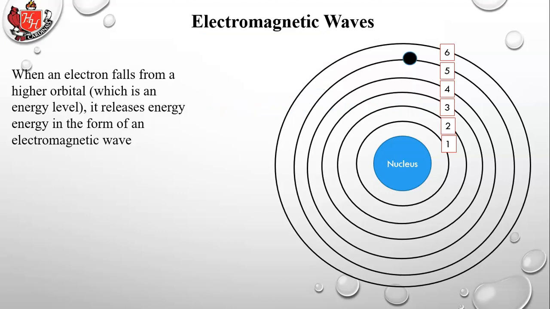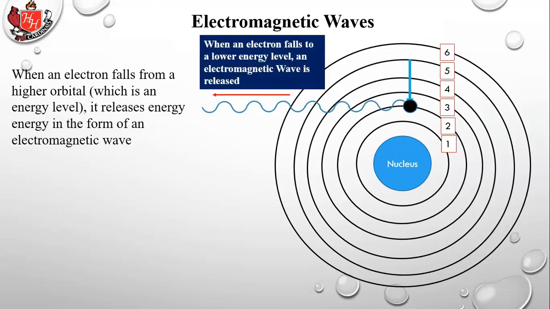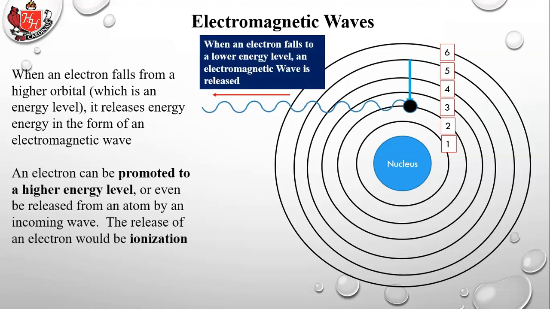There it is on the 5th, and now it falls down. Now, why it falls down is beyond our concern, but they do. They move between energy levels, electrons do. So we're going to say this one just fell down from the 5th to the 2nd. An electron can be promoted to a higher energy level or even be released from the atom by an incoming wave. The release of an electron would be ionization. You know that as ionization, releasing an electron, pulling an electron away from its atom.